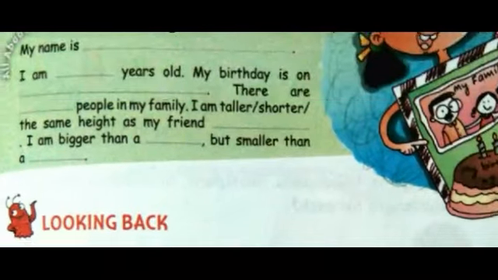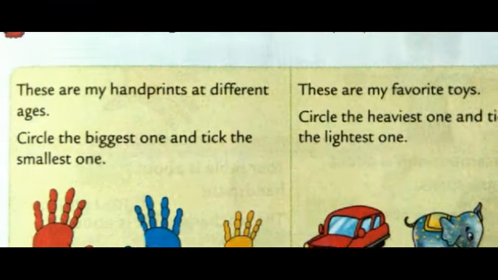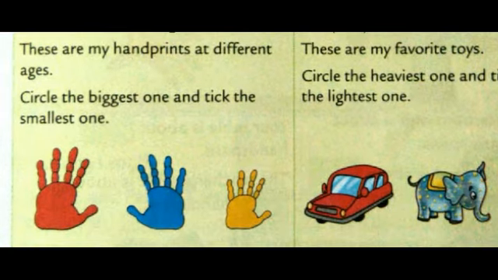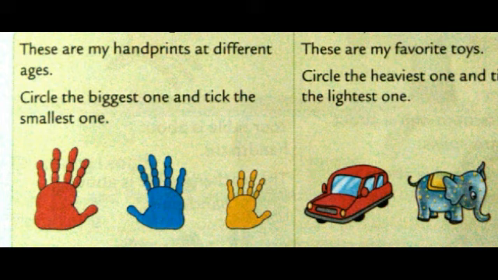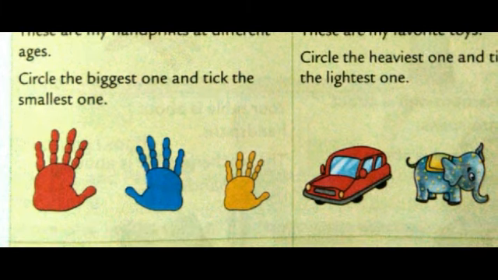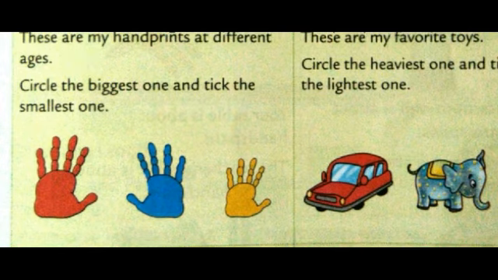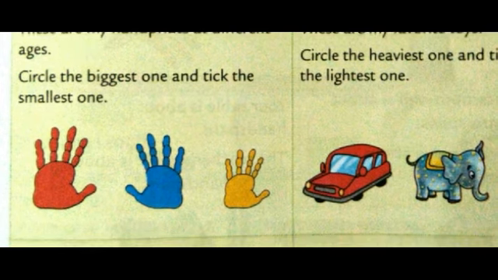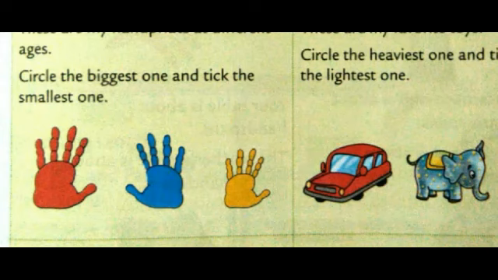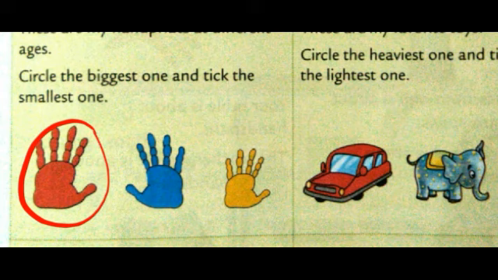So, let's start with the first exercise that is given here. Looking back. See the first question given here. These are my handprints at different ages. Circle the biggest one and tick the smallest one. Bigger and smaller, we have already started in the previous chapter. So what we have to do in this question is, we have to circle the biggest one and then tick the smallest one. So, the red one is the biggest one, so we will circle it, and the smallest one, we have to put a tick. So this one is the smallest one.